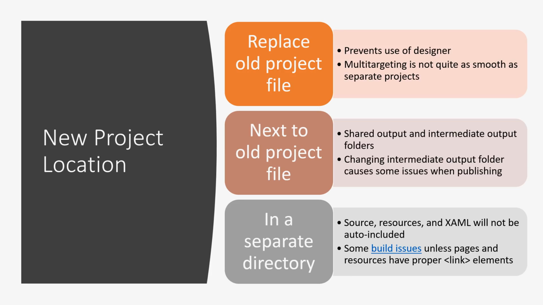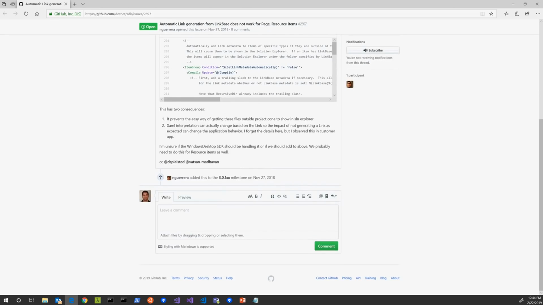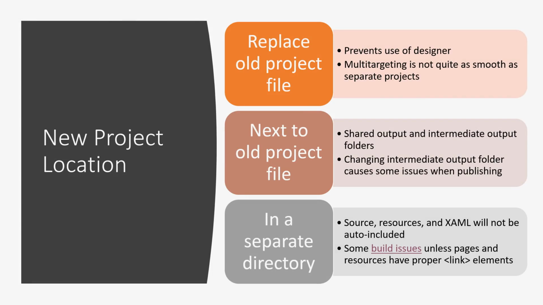You're going to have to explicitly reference all those things. Worse, because just adding those references isn't so bad. That's just like we used to do it with the old project file format. Worse, there's currently some issues. I can go out and show you this GitHub issue where right now you have to explicitly link those files. The automatic link generation isn't working. So in order for some XAML build processes, you actually need to add a link element to your pages so that they show up in the right relative path from your project file's point of view.